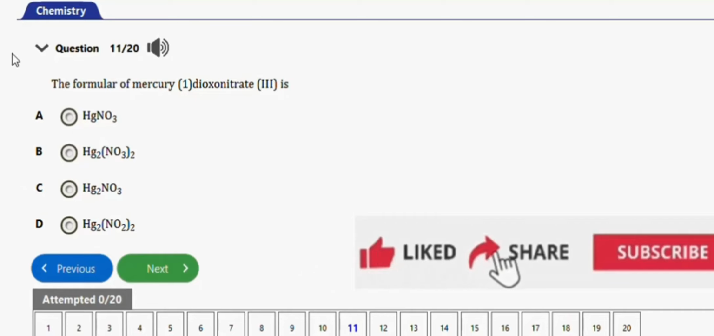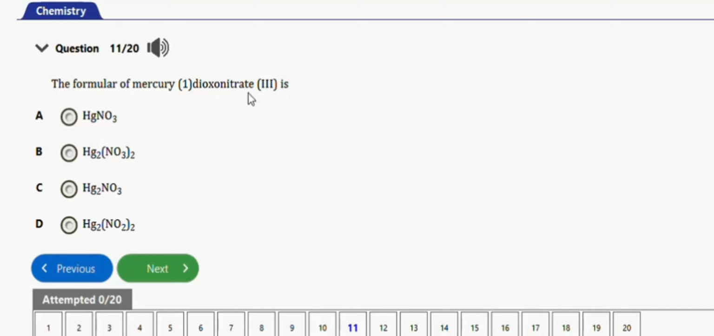Really appreciate this. It says the formula of mercury(I) dinitrate(V) is, so it will be option D, guys, this one. So this is the right answer to the question, option D.